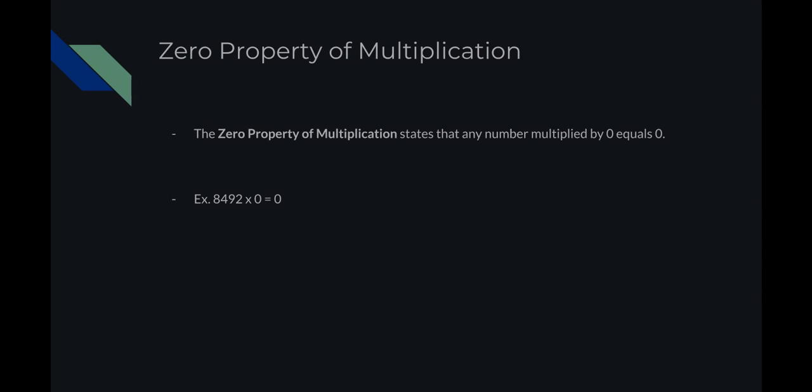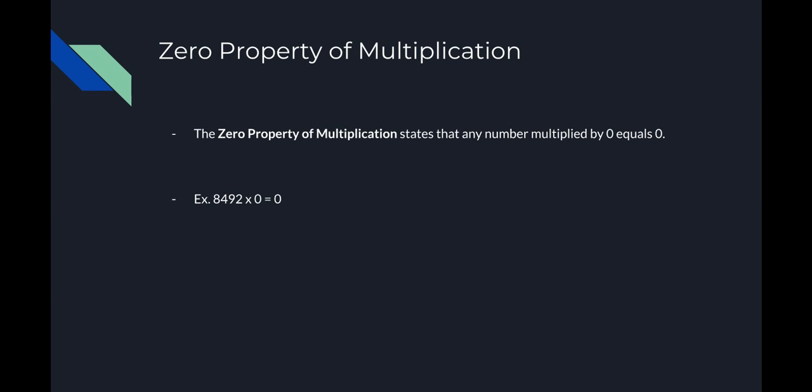The last property that I want to talk about is the zero property of multiplication. This property states that any number multiplied by 0 equals 0. One example of this is 8,492 times 0 equals 0.